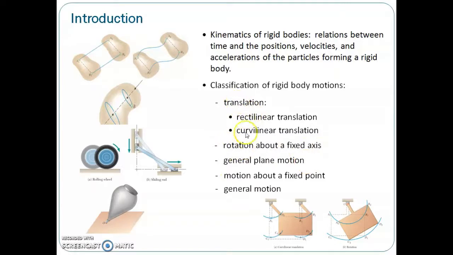Why do we cover these two, translation and rotation about a fixed axis? Because we can say that general plane motion can be expressed or replaced by translation plus rotation about a fixed axis.